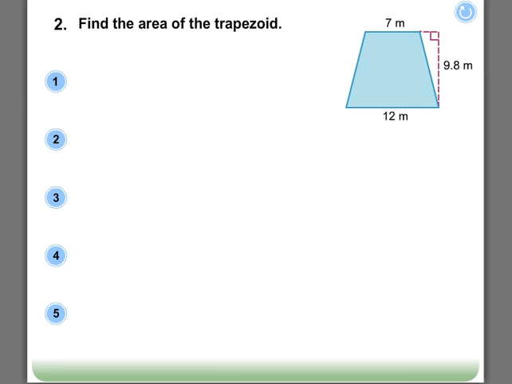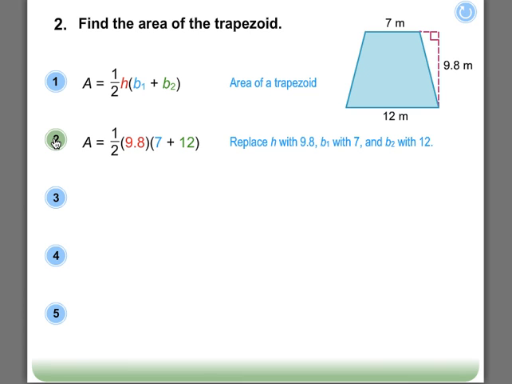Now we need to find the area of this trapezoid. So we have base 1, base 2, and here we have our height. The formula is 1/2 the height times base 1 plus base 2.